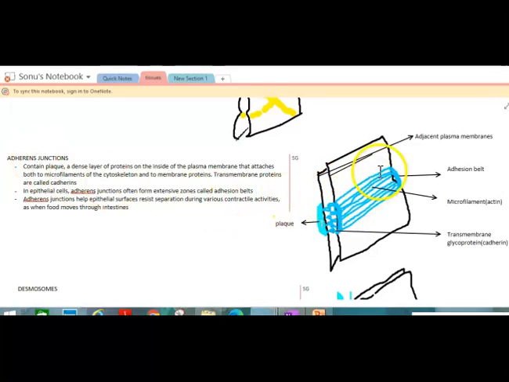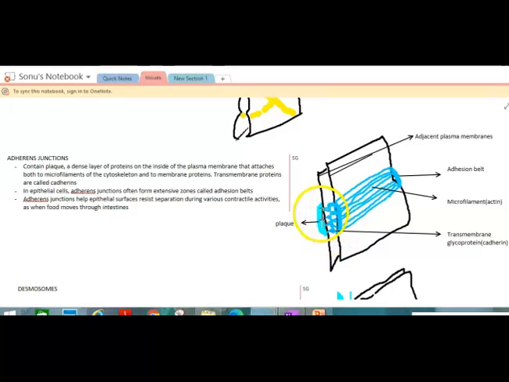At the same time, they have to help the cells to move. So imagine these are the two cells in the intestinal lining. These are sticking together with the help of plaque. Plaque is a dense layer of proteins on the inside of the plasma membrane. This plaque will help to attach to the microfilaments, that is a cytoskeleton structure, and to the membrane proteins. Membrane proteins are found on the plasma membrane.